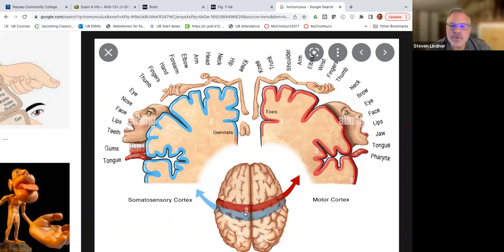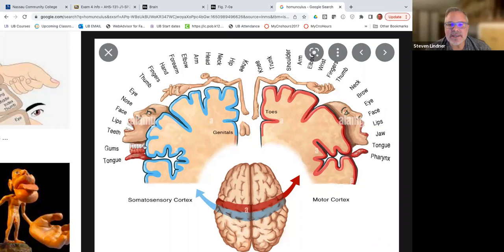Now, the blue strip for the postcentral gyrus, which is on the left, is sensory for all these parts of the body. Whereas the red strip on the right, you can see the red, is the motor cortex. So the frontal lobe, which is still red here, controls the movement of all of these parts of the body. Whereas the blue strip, which is sensory, controls how you feel things in these parts of the body.